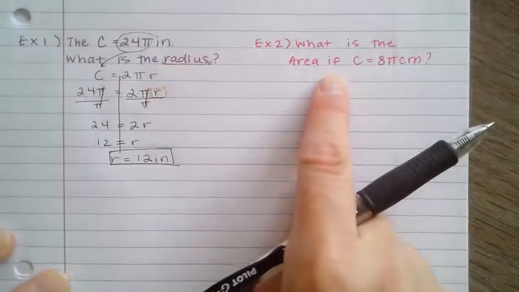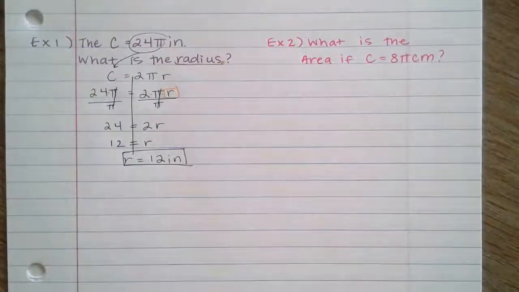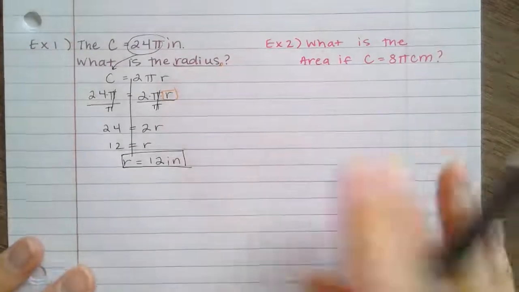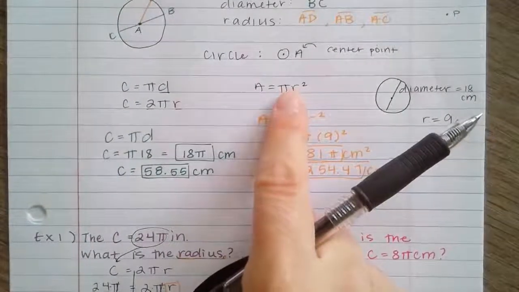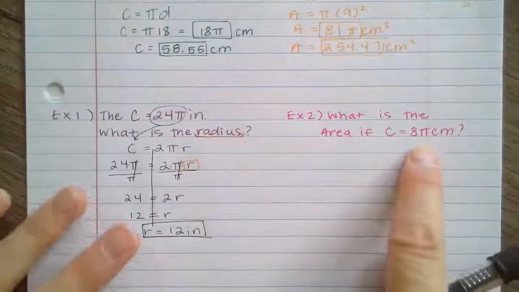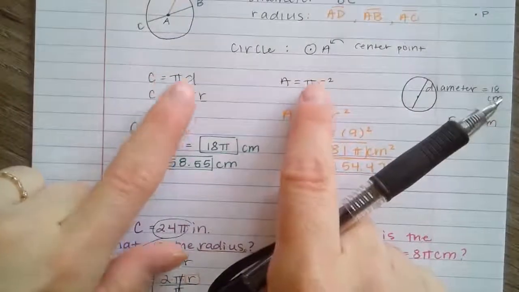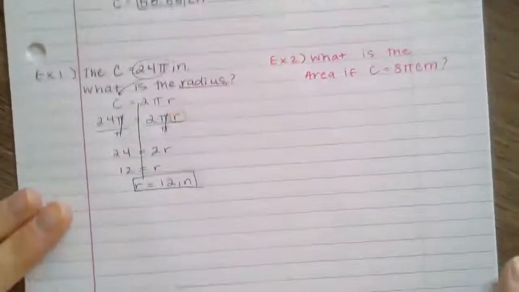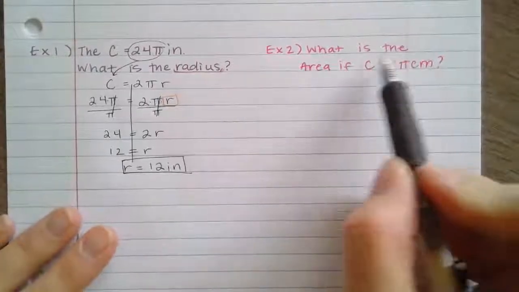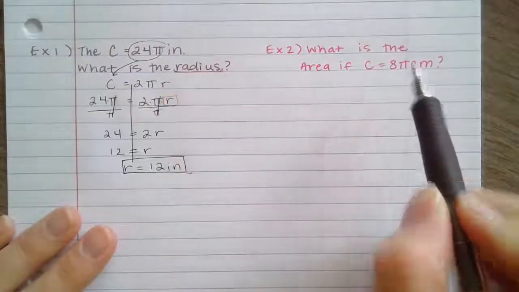This example 2 over here requires an extra step. It's almost like 2 problems in one, because I am looking for the area, meaning I'm going to use my area formula, but I know my circumference, and so how am I going to use both of these at once? Let's problem solve here. I'm looking for the area, and I'm given the circumference.